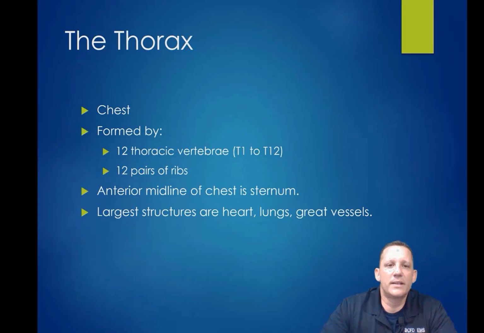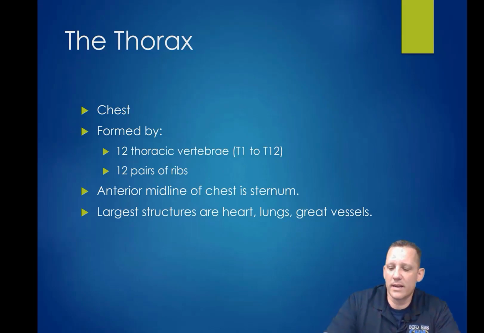If we're looking at the thorax, we're talking about the chest, and that's 12 thoracic vertebrae, and then 12 pairs of ribs. So that includes floating ribs or false ribs, and then also the sternum. So the anterior midline of the chest is the sternum, right? And that's the front, very center. It's a long, flat bone with a small crest. And then we have the bigger structures in the body, which are going to be the heart, the lungs, and the great vessels, right? And all of that is protected by the bony structure that's made by the thorax.